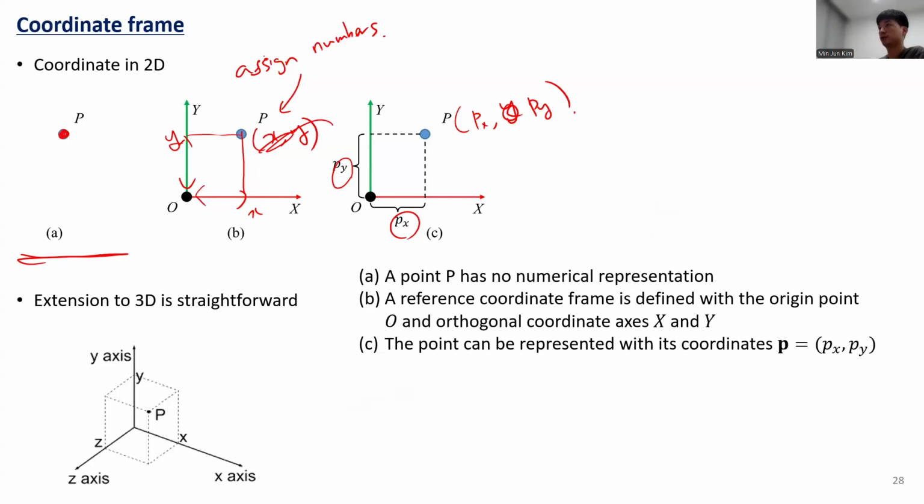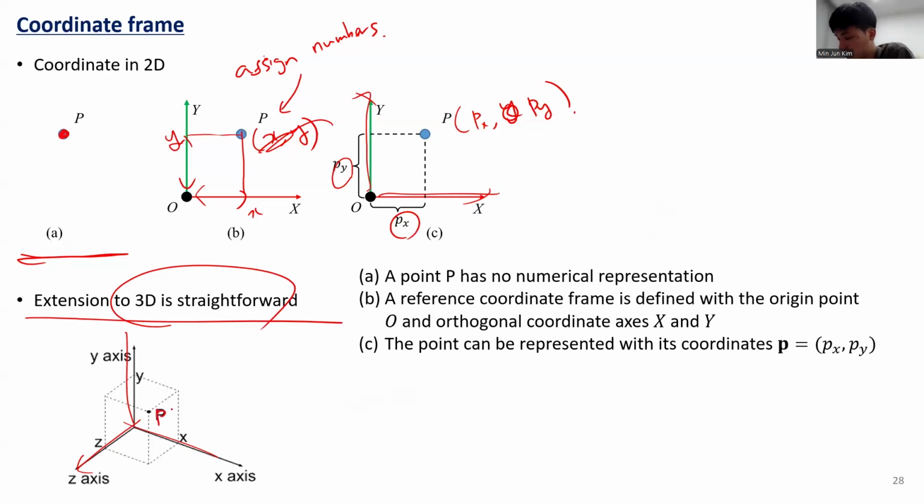If you take differentiation, that's velocity. Once again, that's acceleration. And using this coordinate, we can start to calculate things, right? Extension to 3D is very straightforward. Instead of two axes, we introduce X, Y, and the third axis Z, then that becomes three-dimensional, right? So point P in space has coordinates Px, Py, and Pz. It's easy, right?